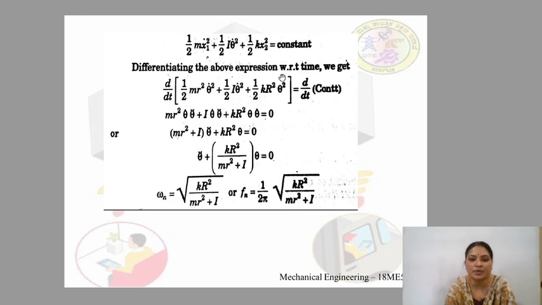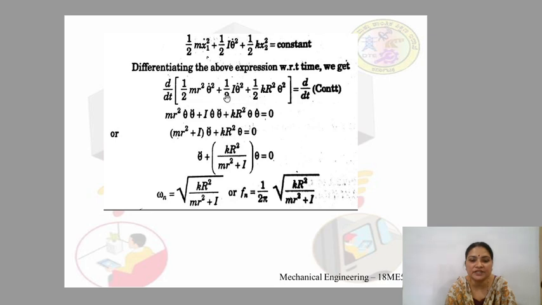So differentiating the above equation with respect to time, we get d/dt of 1/2 m x1 dot squared. x1 is nothing but R theta, so therefore x1 dot squared is nothing but R squared theta dot squared, plus 1/2 I theta dot squared plus 1/2 k x2 squared. The displacement of the spring is x2, which is nothing but capital R into theta, so therefore x2 squared will be R squared theta squared, which is equal to 0.